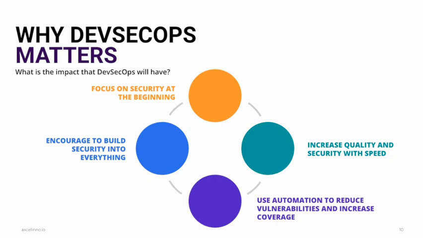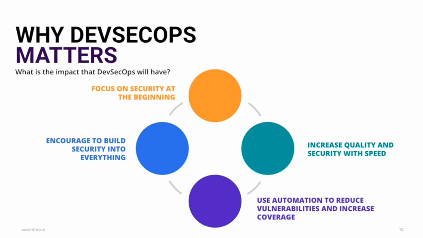So what do we want to do when we're thinking about DevSecOps? One, we want to focus on security at the beginning. We talked about earlier, we removed that bottleneck. Focus on it at the beginning, not towards the end. We want to increase quality and security with speed. We want to actually get through and determine quality and security faster. And that's going to allow us to reduce cycle time, which is releasing applications.